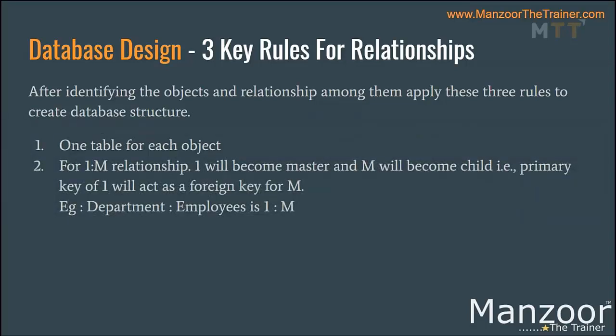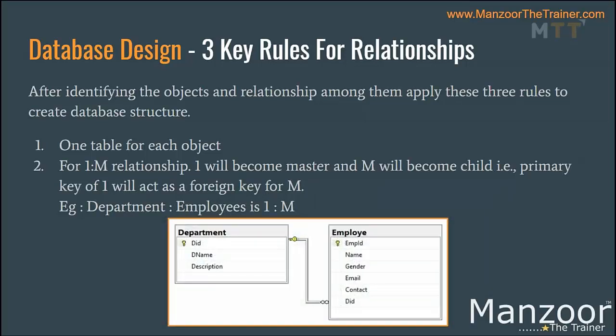Second, what if we have a one to many relationship? We have seen in one department, many employees. In a one to many relationship, one will become the master table, that is department, and many will become the child table. And the primary key of one, that is the primary key of the master table, will act as a foreign key in the child table. Like department and employee. Relationship was one to many, and this was our database diagram. Do you remember this?